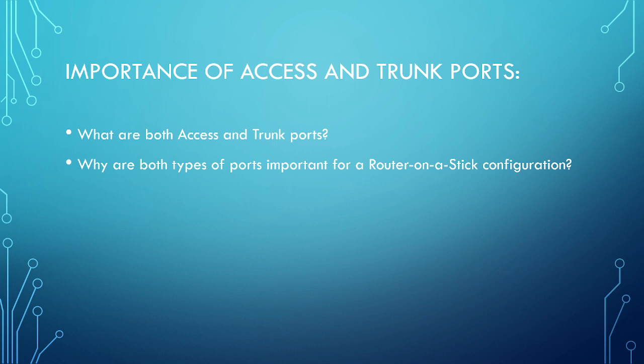Why are both types of ports important for a router on a stick configuration? Well, the importance of access ports are that the access ports can enforce VLAN isolation, they can prevent broadcast traffic from flooding the entire network, and enhance security measures. Once again, access ports can provide connectivity for end devices that allow them to access network resources within their respective VLANs. The importance of trunk ports are to enable communication between the devices on the different VLANs, thus facilitating data exchange and collaboration.